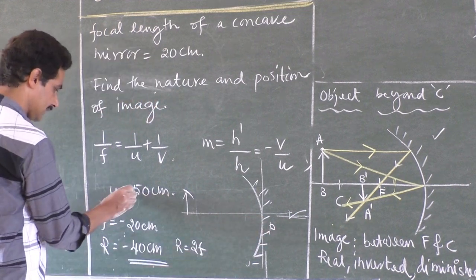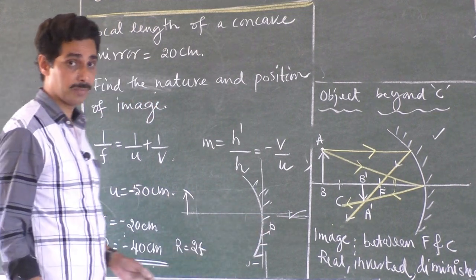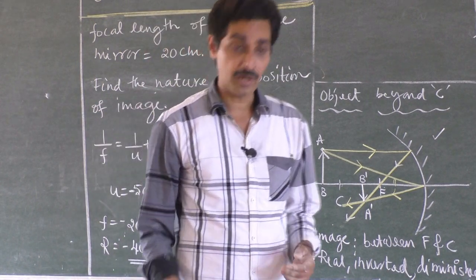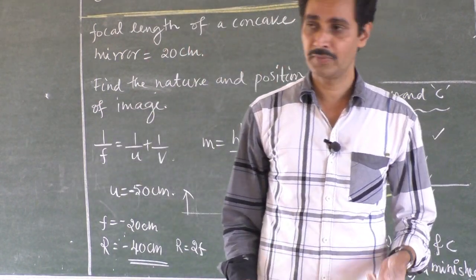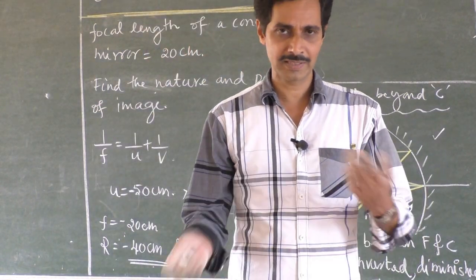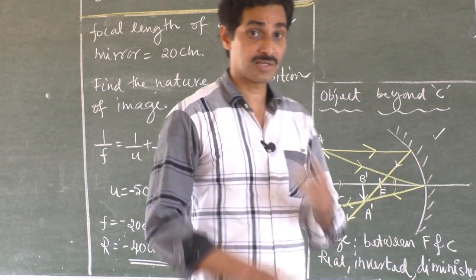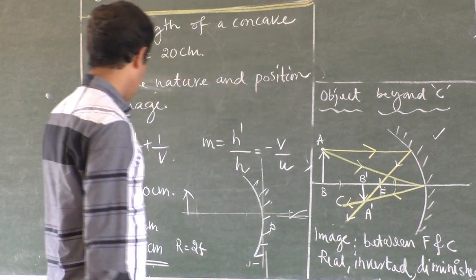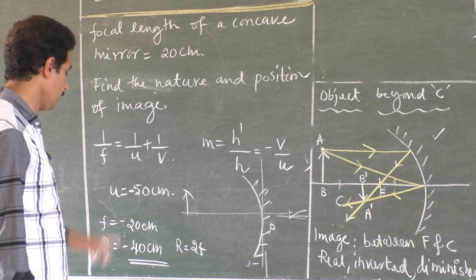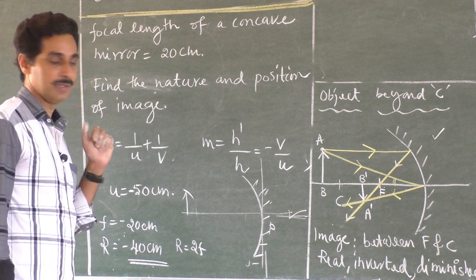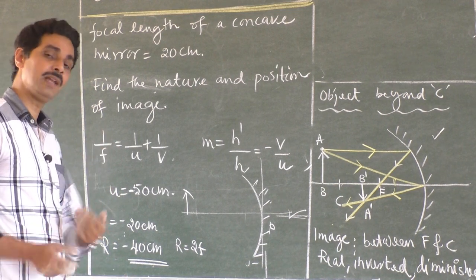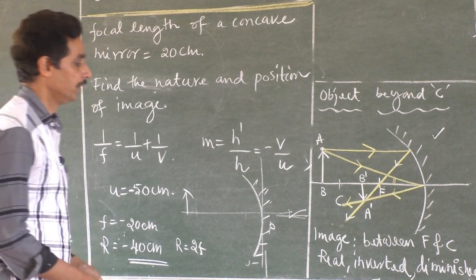So U is negative. They will say in the problem, it will be given: an object is kept at a distance of 50 centimeter from a concave mirror. They won't mention whether it is plus or minus. You have to take it because it is a convention. It is minus 50. Now, where should you get the image? Let us analyze it in the beginning and then we will try to get the answer.